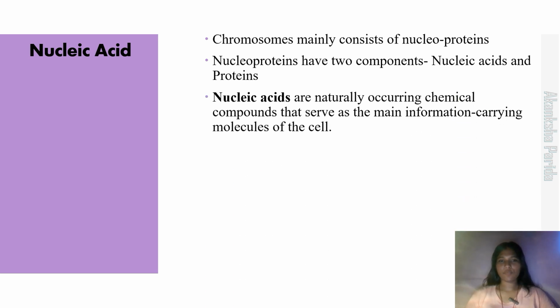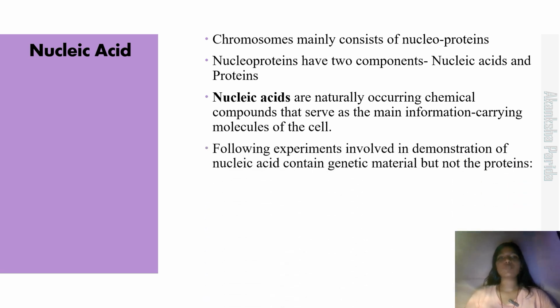Nucleic acid. What is nucleic acid? They are naturally occurring chemical compounds that serve as the main information carrying molecules of the cell. So chromosome mainly consists of nucleoproteins, and these nucleoproteins have two components, nucleic acid and the other is protein.